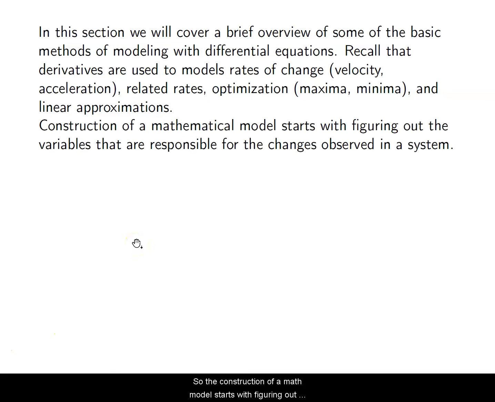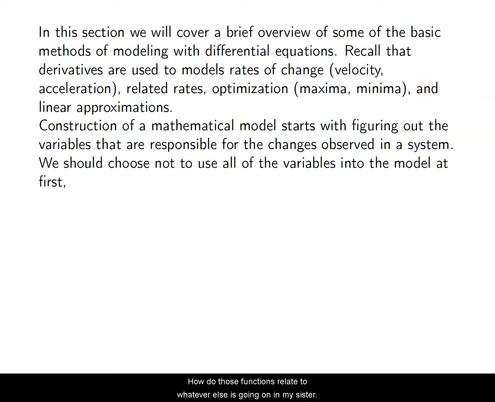Okay, so the construction of a math model starts with figuring out what the variables are, right? What are the things that are changing, because that's what derivatives model, right? Rates of change. So what are the things that are changing? Those are the things that we probably need to have a derivative for, right? In terms of for that function, right? In my diffQ. So I need to figure out what the variables are, the things that change, and then how do those functions relate to whatever else is going on in my system.